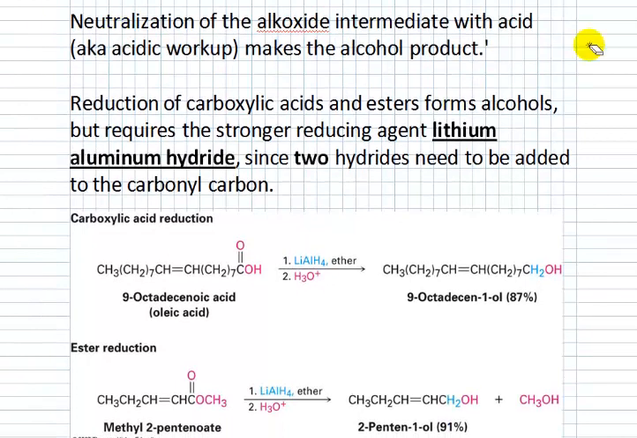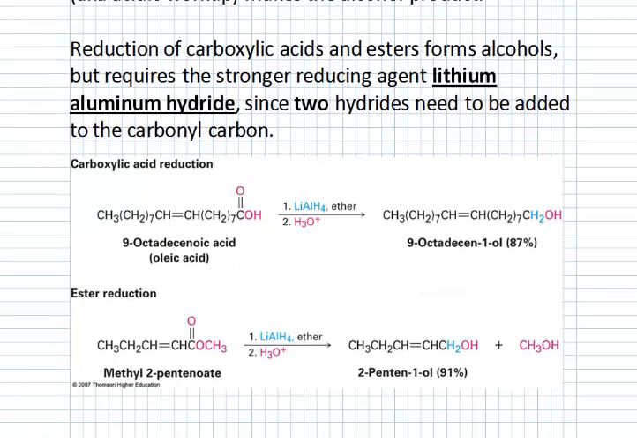All right, just like we said, the alkoxide intermediate is neutralized, or like we call it in lab, acidic workup. So after your reaction is done, when you add acid in your separatory funnel or whatever, that makes our alcohol product that we're interested in. So borohydride works on aldehydes and ketones. Okay? If I have something with more oxygens in it, like a carboxylic acid, right, a C double bond OH, or an ester, C double bond OR, we can reduce those down to alcohols, but we need a stronger reducing agent.